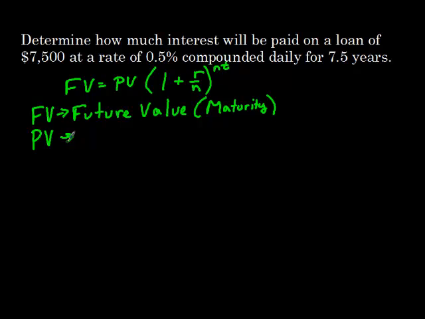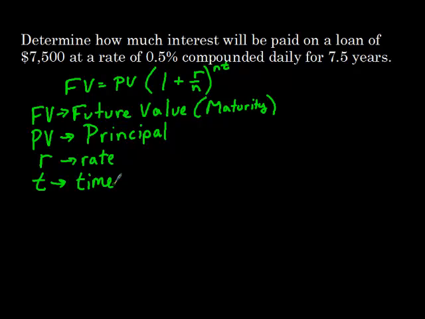We also have PV. If you look back to simple interest, this is the same thing as your principal. So the amount of money that we borrowed is the same thing as your present value. We still have a lowercase r, which is the same thing as our interest rate, represented by a capital R in simple interest. We also have a lowercase t, which is the same thing as your time, also represented by a capital T in simple interest.